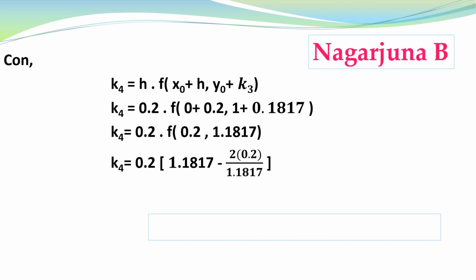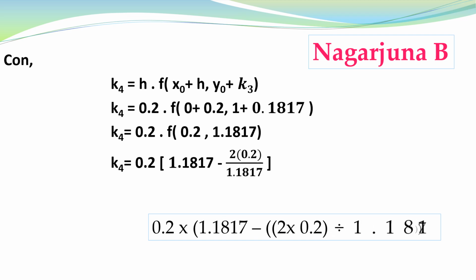Now using a calculator you can calculate this one by writing in the format 0.2 into, open the bracket, 1.1817 minus, open double bracket, 2 into 0.2, close the bracket, divided by 1.1817, close the bracket, again close the bracket. It will give an answer, and that answer is k4 equal to 0.1686, which we have got after rounding off to 4 digits after a decimal point. k4 is equal to 0.1686.